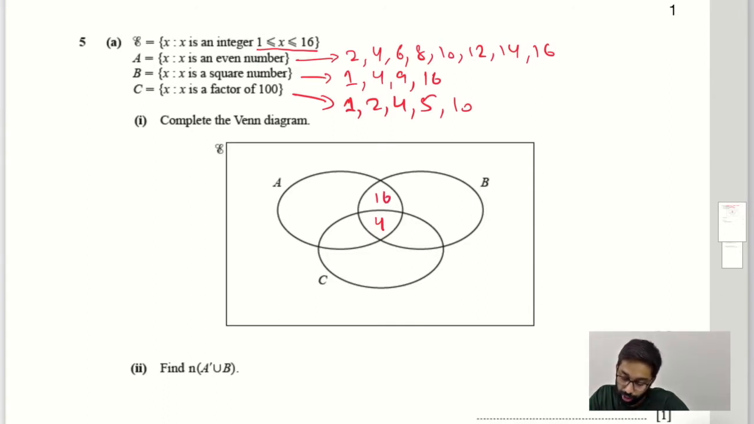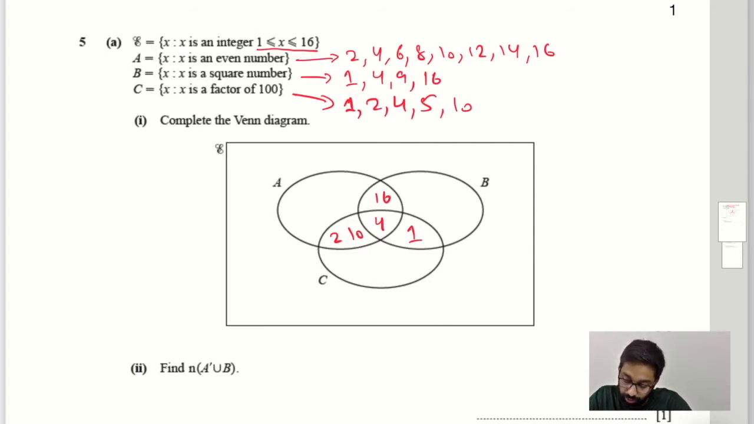Then let's figure out the common numbers between A and C only. Factors of 100, I think there is a 2 over there, and then there is a 10 over there. And the numbers that are common between B and C, there's only one number, which is 1. Now let's fill in the rest of the numbers inside these circles.